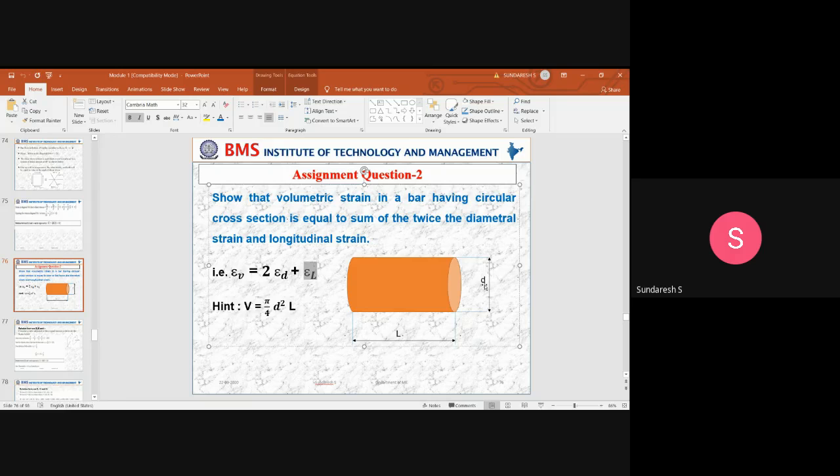Okay, today first we discussed a rectangular bar. For the rectangular bar, I explained how to calculate the volumetric strain. So you have to write the volume. I will give you just the procedure: take the volume, partially differentiate, and then divide it by V. The resulting expression will be the volumetric strain. This is what you are supposed to do now. Hint: the volume of a circular bar or a cylinder is pi by 4 into d square into L. So this is the expression for the volume of a cylinder.